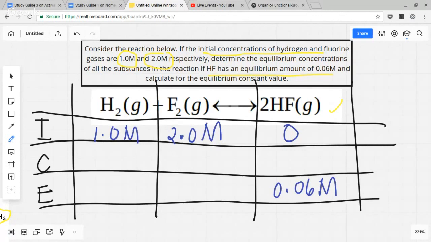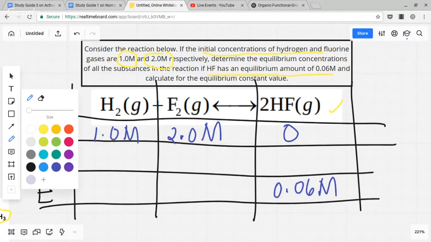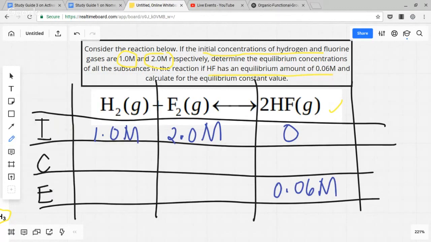So remember that to speed up the process of having the change, we've got to inspect our coefficients, and that's where we can get the X. The coefficients of H2 and F2 are just 1, so that means they're basically just X. But we said because they are reactants, they are consumed in the process, their amount should decrease. That means you've got to not forget to put the negative sign.